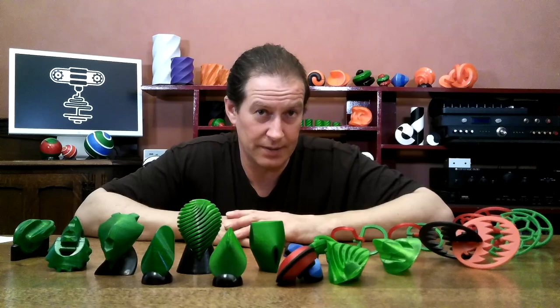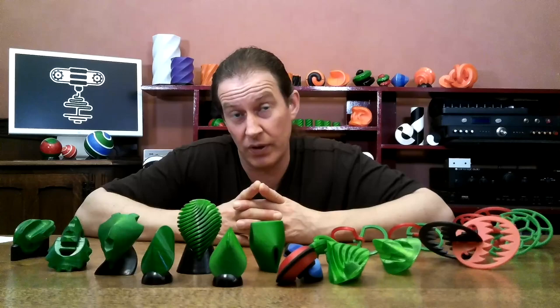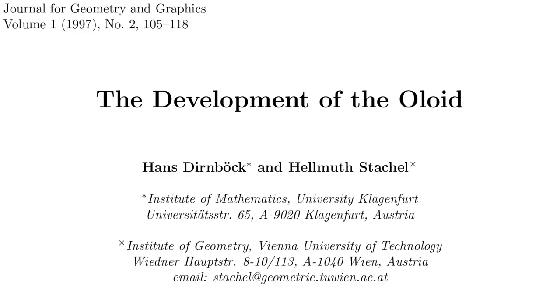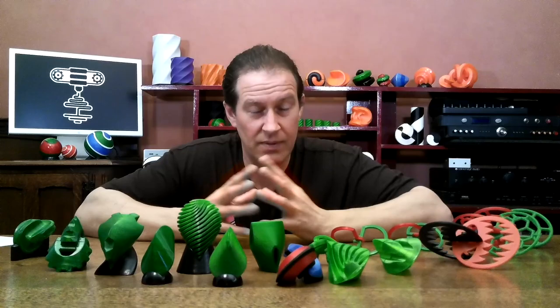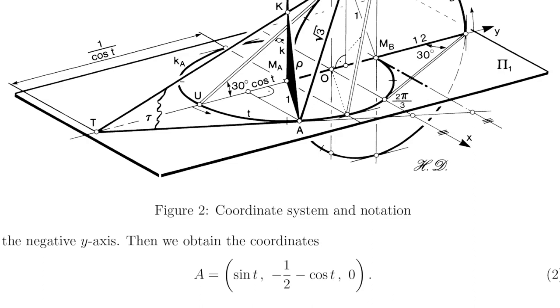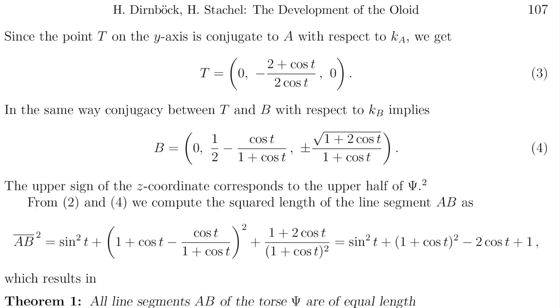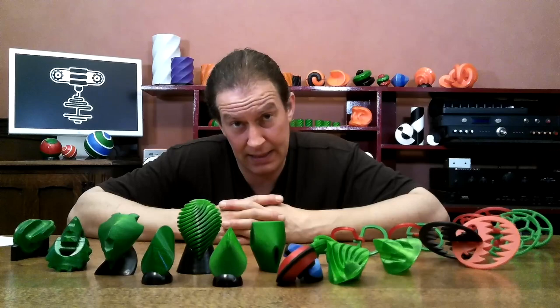Unfortunately, I didn't have to search very far, because at the bottom of the Wikipedia page for Oloids, there is a link to a PDF of a paper from the Journal for Geometry and Graphics, Volume 1, 1997, Number 2, pages 105 to 118. In that paper, two Austrian authors, whose names I won't attempt to pronounce, provide the parametric equations for the surface of an Oloid. Now, these equations look pretty gnarly at first glance, or at least they did to me, but actually they're not really that hard to understand. So let's take a closer look.